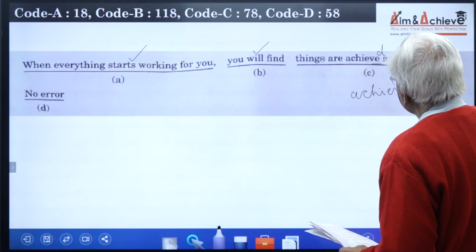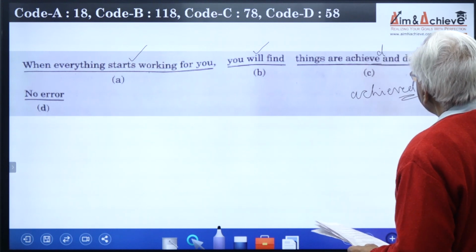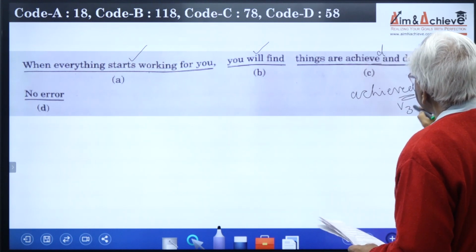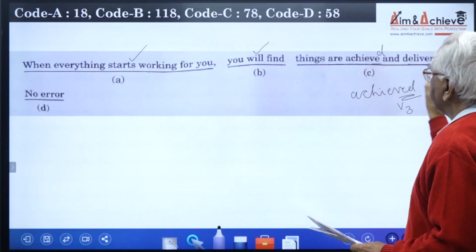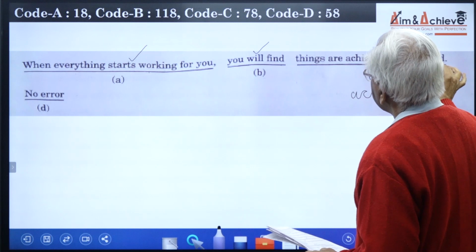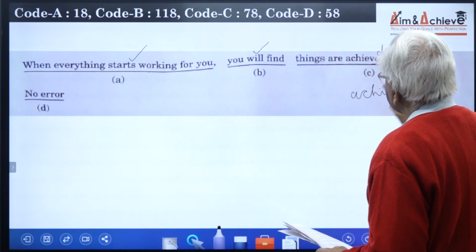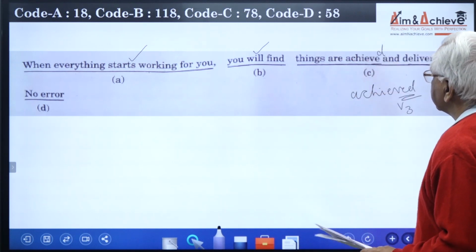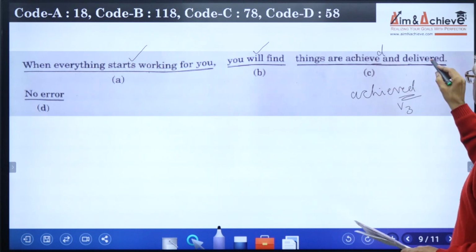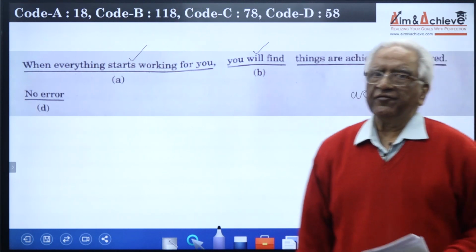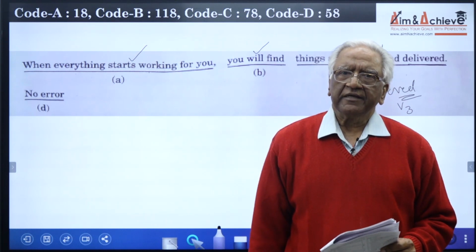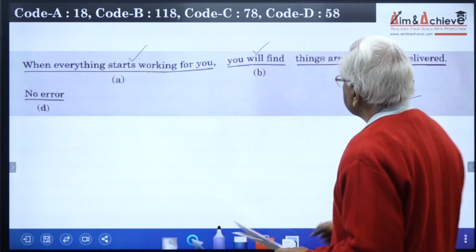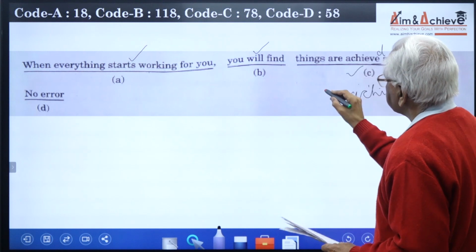And now it becomes very simple, are achieved and delivered. This is past participle, and here also delivered is also V3 form. That means these two complements are completing the sentence correctly. We cannot have a case where one is in V1 form and the second part is in V3 form. So the use of achieved and delivered is the correct answer. That means the answer is in part C.